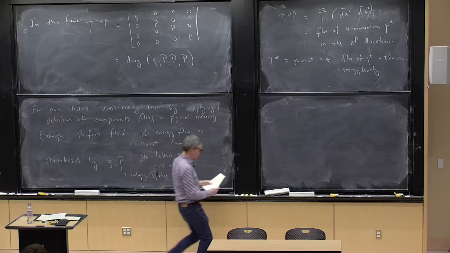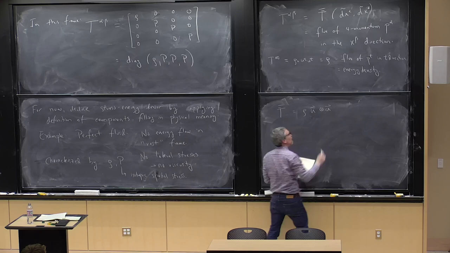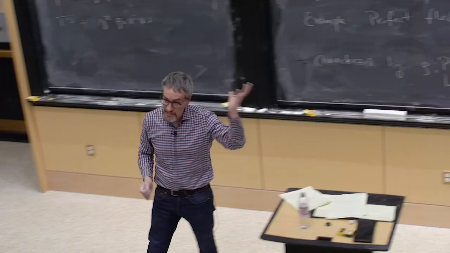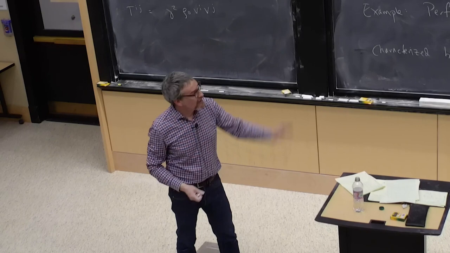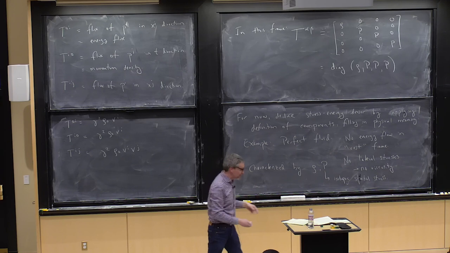So I can write, again using this abstract notation, this piece of it looks like this, okay? And if I go into the rest frame of the fluid, my u is 1 and 0 in the spatial components. That builds my upper left-hand corner of this tensor. How do I get the rest of this?